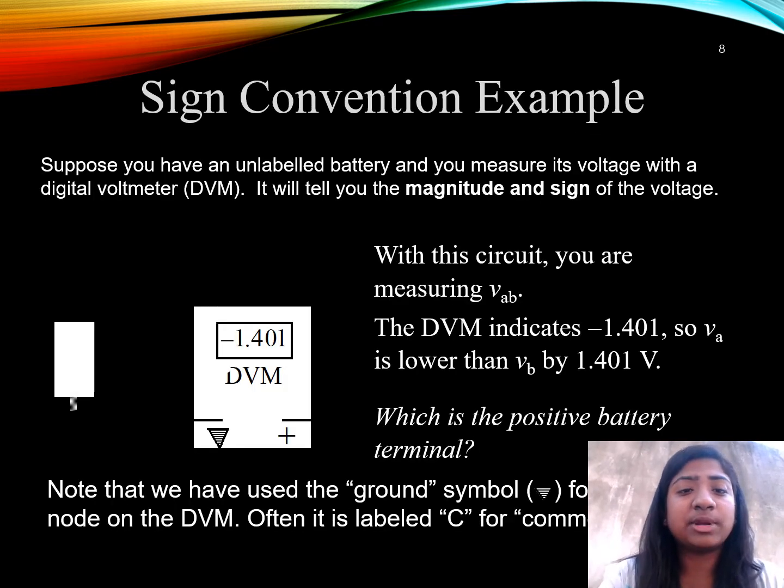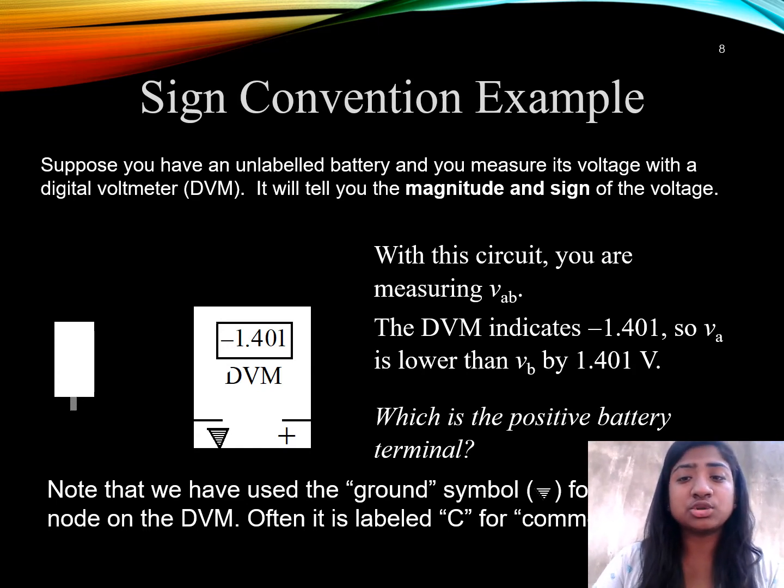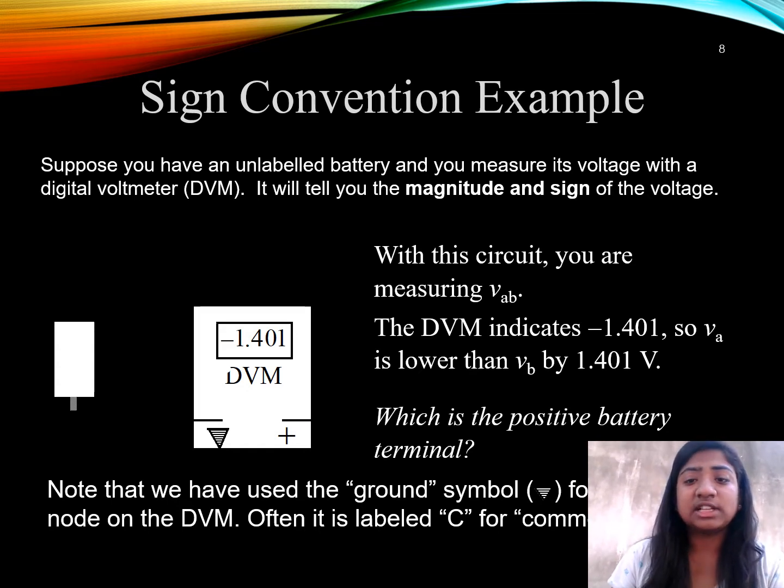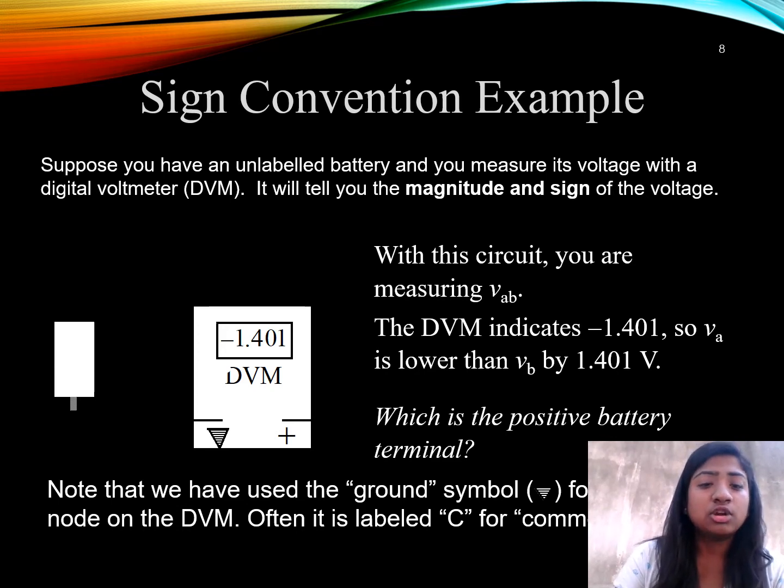Sign convention example. Suppose you have an unlabeled battery and you measure its voltage with a digital voltmeter. It will tell you the magnitude and sign of the voltage. With this connection, you are measuring VAB. The DVM indicates minus 1.401, so VA is lower than VB by 1.401 volts. And what is the positive battery terminal? Note that we have used the ground symbol in the given diagram. Often it is labeled as C for common.